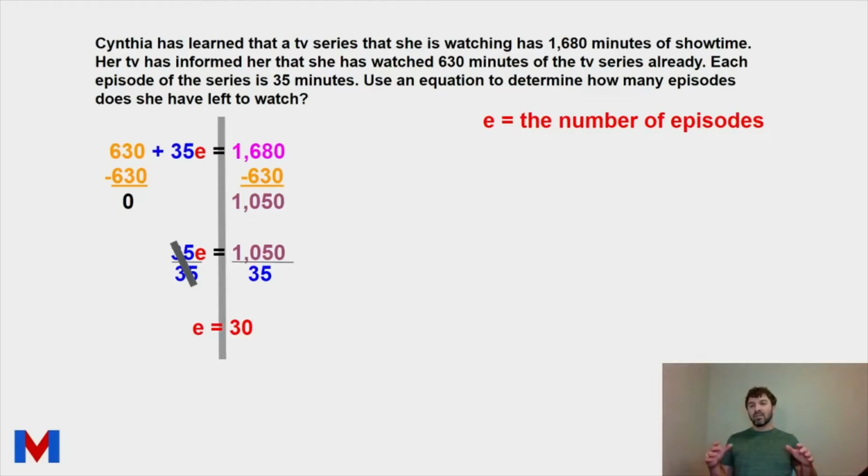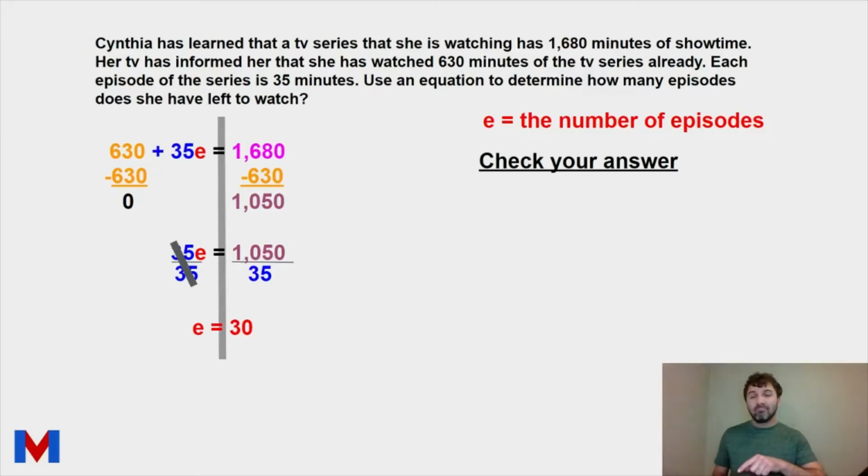Alright. You may think you're done, and potentially you could be. However, sometimes, just sometimes, we make mistakes. Alright? So what we really need to do is check our work just to make sure. And how we do that is we take the answer that we got, that E equals 30, and we're going to substitute it, or put it into the original equation wherever we see an E.